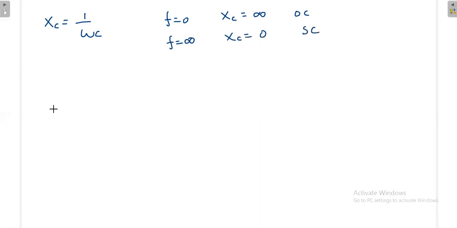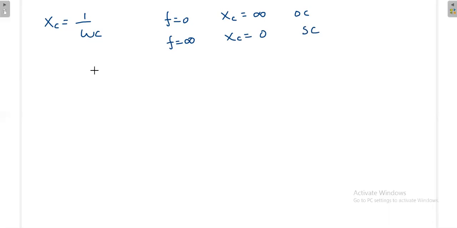What is the limiting condition? Xc is equal to 1 divided by omega C. Exactly at f equal to 0, when the frequency is 0, Xc is infinite, something like an open circuit. Or when f is very, very high, say infinite, then Xc is equal to 0, something like a short circuit. So your impedance is going to vary as a function of 1 divided by omega C.